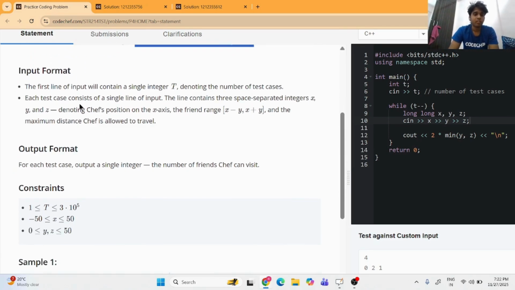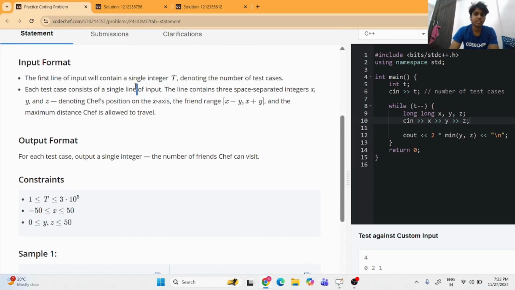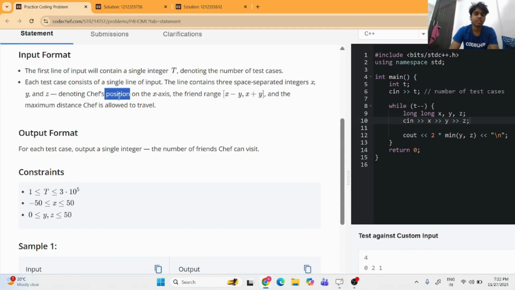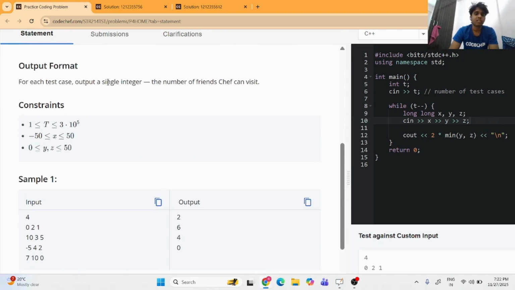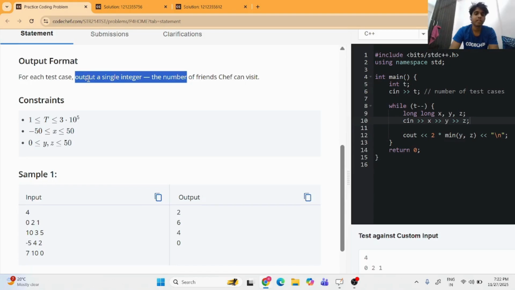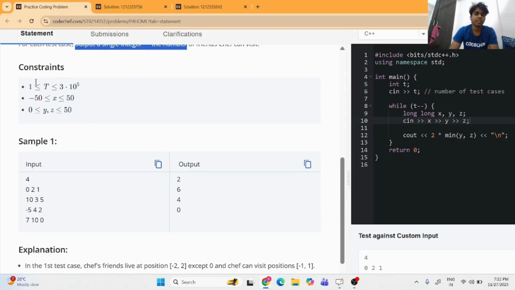Input format. The first line of input will contain a single integer T denoting the number of test cases. Each test case consists of a single line of input. The line contains three space-separated integers x, y, and z, denoting Chef's position on the x-axis, the friend range [x minus y, x plus y], and the maximum distance Chef is allowed to travel. Output format: for each test case, output a single integer, the number of friends Chef can visit. Constraints: T lies from 1 to 3 times 10 to the power 5, x lies from minus 50 to 50, y and z lie from 0 to 50.